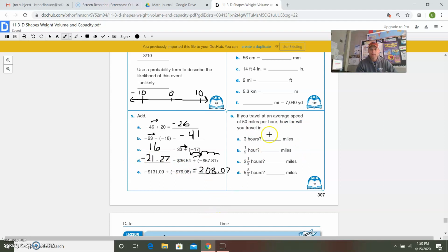All right, if you travel at an average speed of 50 miles an hour, how far will you travel in 3 hours? Well, if you're going to go 50 miles an hour, and again, we've done this where we write these out. There is a half in there, so let's throw our half in first. If in an hour we can go 50 miles, in a half hour we can go 25. One hour would equal, I should put my equal sign in that one.